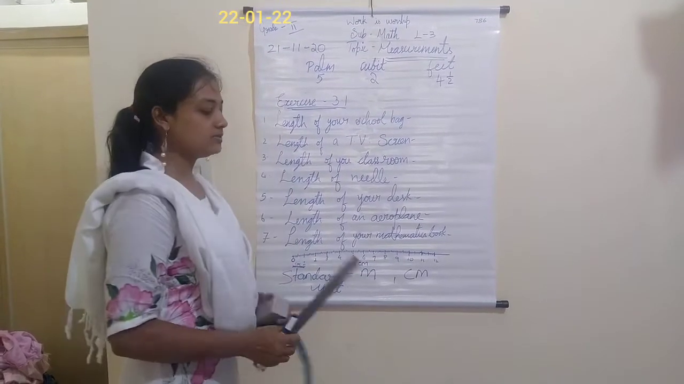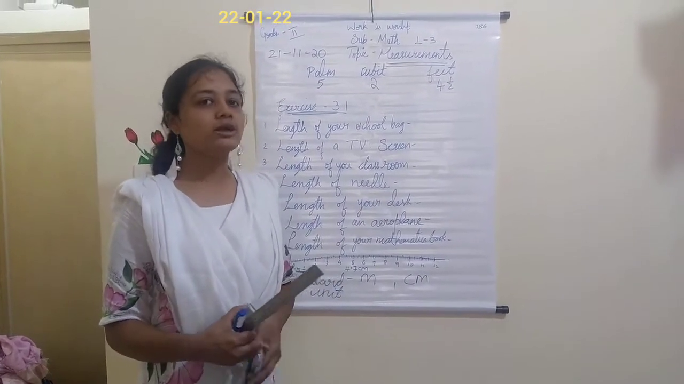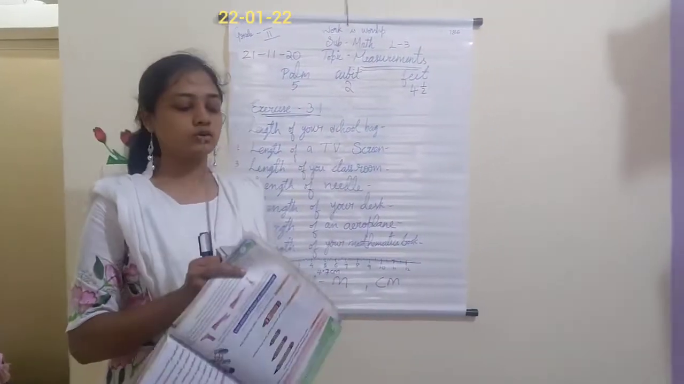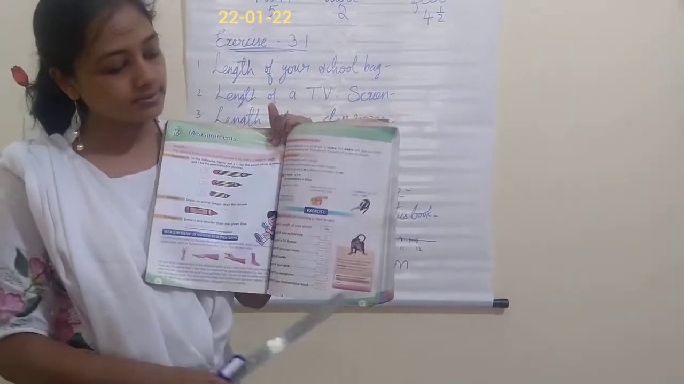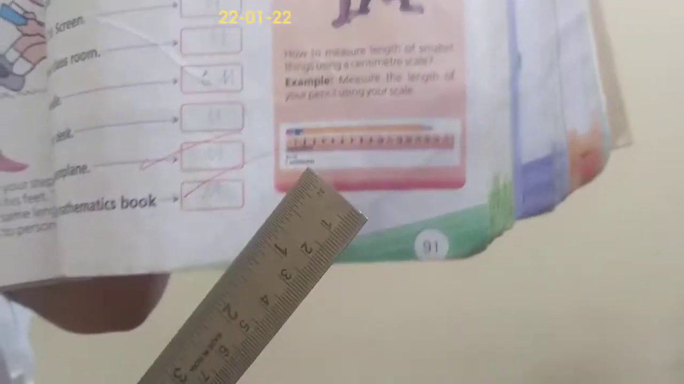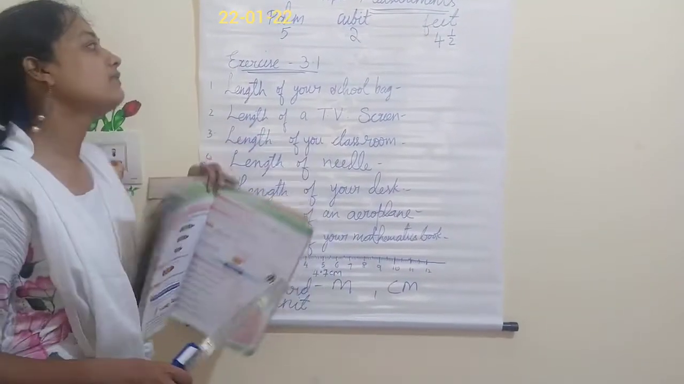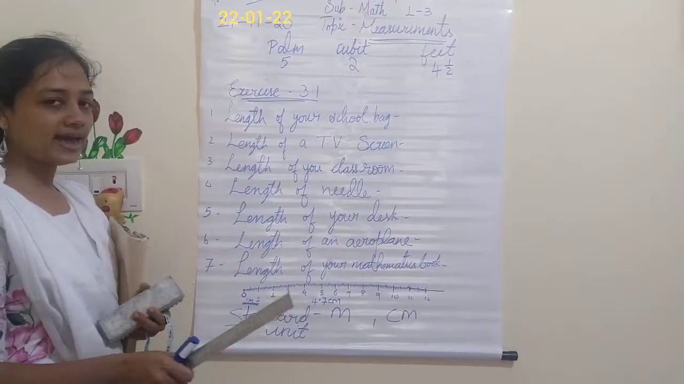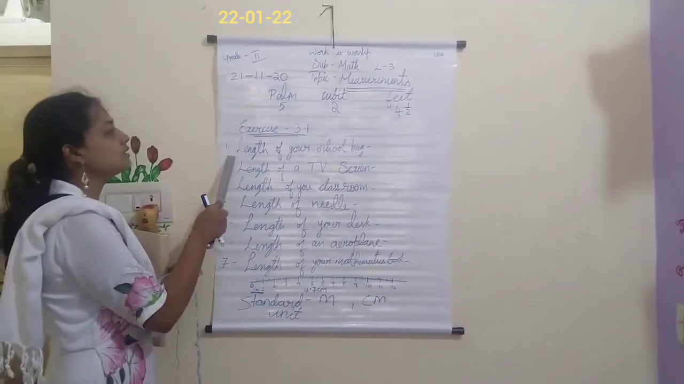That is what we are going to see in this exercise first. In this exercise first, I am going to tell you the page number. I want every one of you to open your textbooks and write along with me. So, your Semester 2 Math textbook, page number 91. Exercise 3.1. I have written the questions for you here. First, you have to just say whether we use meters or centimeters. That's it.